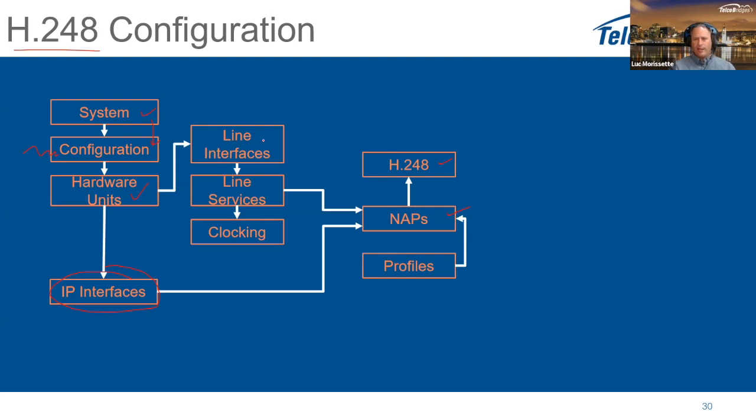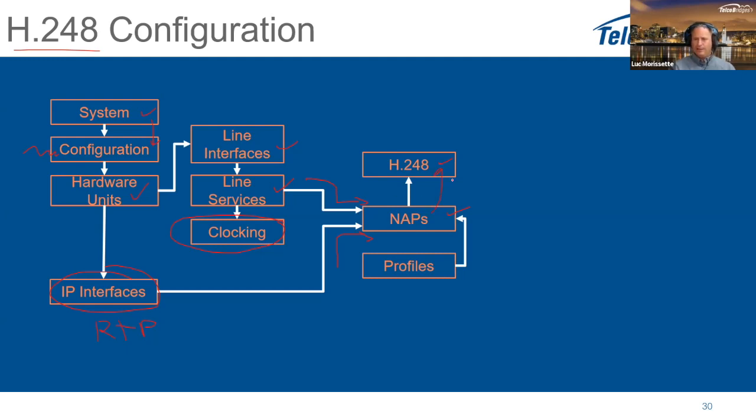If you go on the other side, you will have your T1s or OC3, DS3 lines, which will be here. Once you have done this, you can apply the clocking to these line interfaces to make sure we are synchronized with the TDM network. Then you assign your T1s to the network access point and your RTP streams, right? Your RTP streams will also be configured here in the IP interfaces. So you can put this in the NAPs.